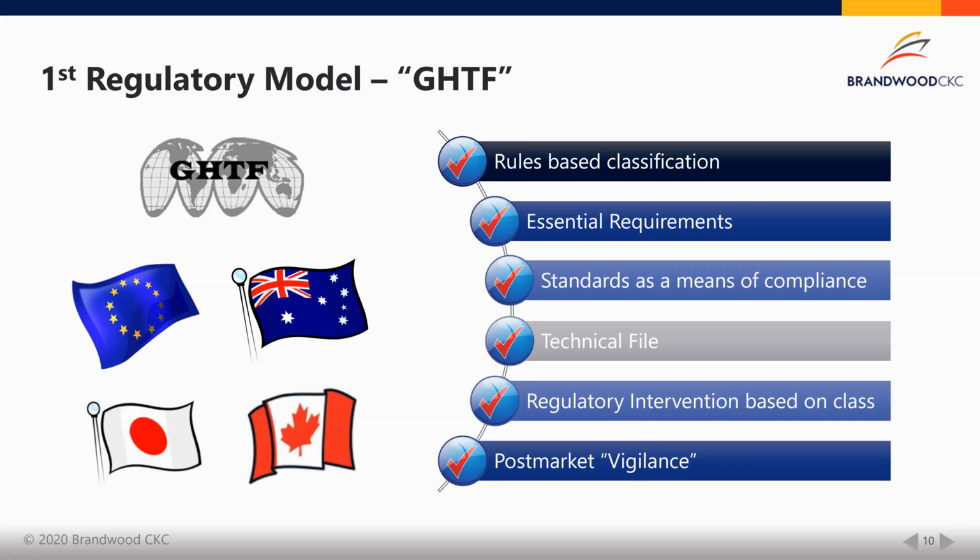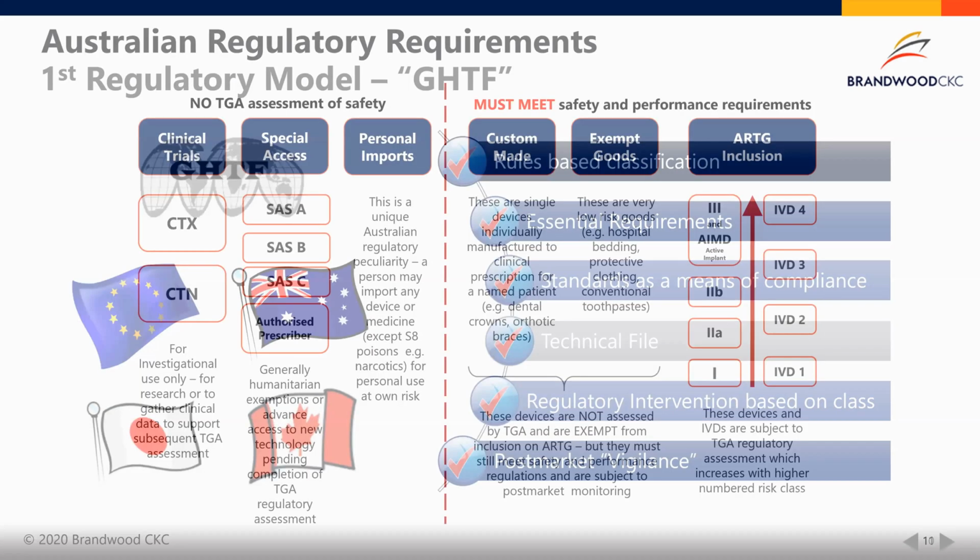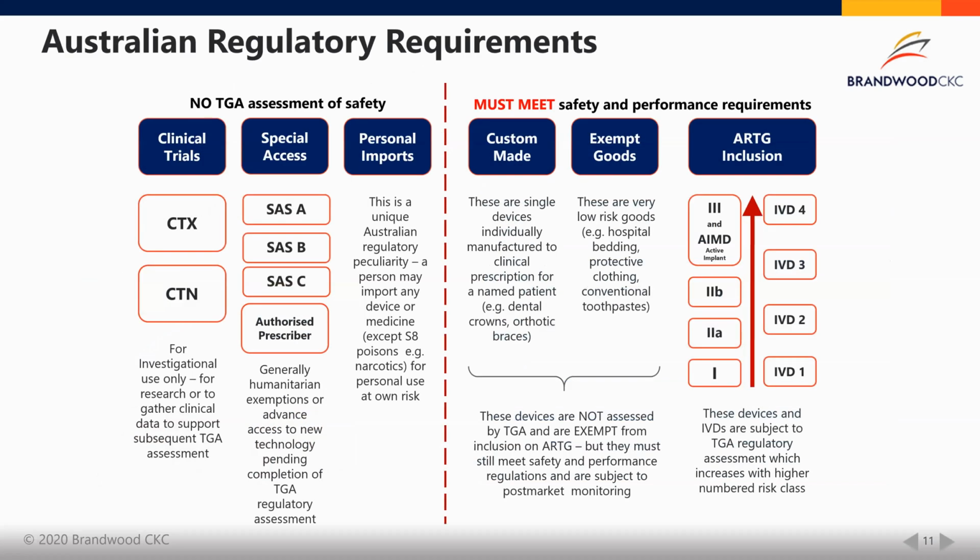So this is a quick overview of the Australian landscape. To the left is clinical trials, special access and personal imports. These pathways do not require regulatory approval, but do require notification of some sort to the TGA. So personal imports, of course, is where someone can get a device from another country that's not approved in Australia, get it sent to them personally and use it for their personal use. They're taking that risk upon themselves. So that falls into the personal imports category.